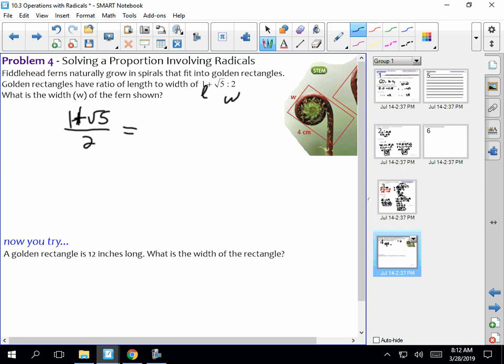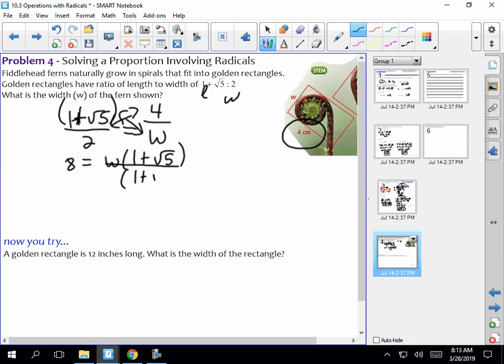If we're given that the length over here is 4 centimeters, that's got to correspond to the 1 plus root 5 in the ratio. And the W will correspond to the 2 in the ratio. This gives us an opportunity to cross multiply in order to solve. So I've got 2 times 4 is 8 equals W times (1 plus root 5). And the way we solve this is by dividing each side by that radical expression, 1 plus root 5. So these cancel, leaving me with W equals 8 over (1 plus root 5).